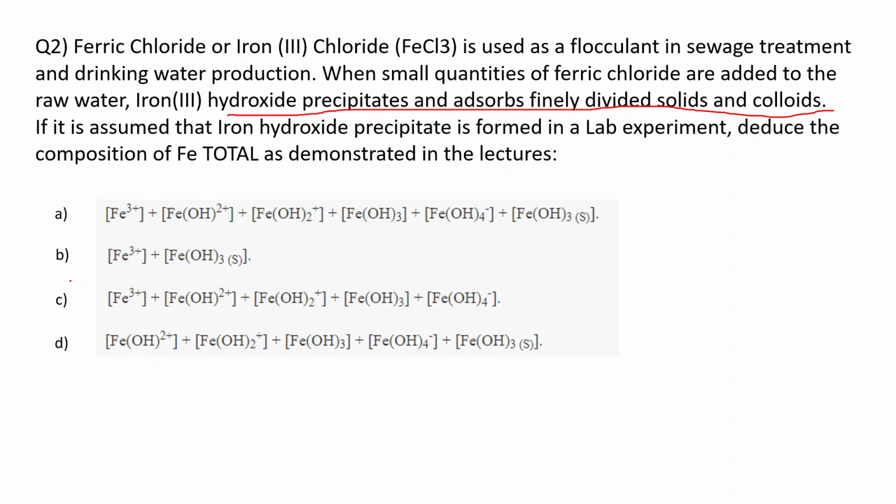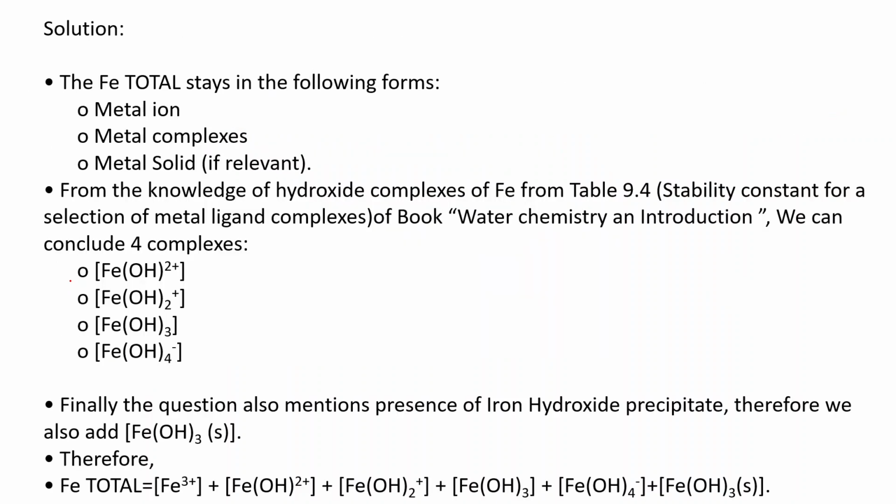Other things we need to find out. So adding all these things, we will get the equation of Fe total. So how are we doing it? As I've told, metal ions will be there, complexes will be there, and metal solids will be there, because the question is saying. Using the book Water Chemistry: An Introduction, we found that these four types of complexes are possible. You can refer to table 9.4 of this book, and we can find the different complexes. So just by adding all these things, Fe3+, FeOH and others, we can get the total solids.